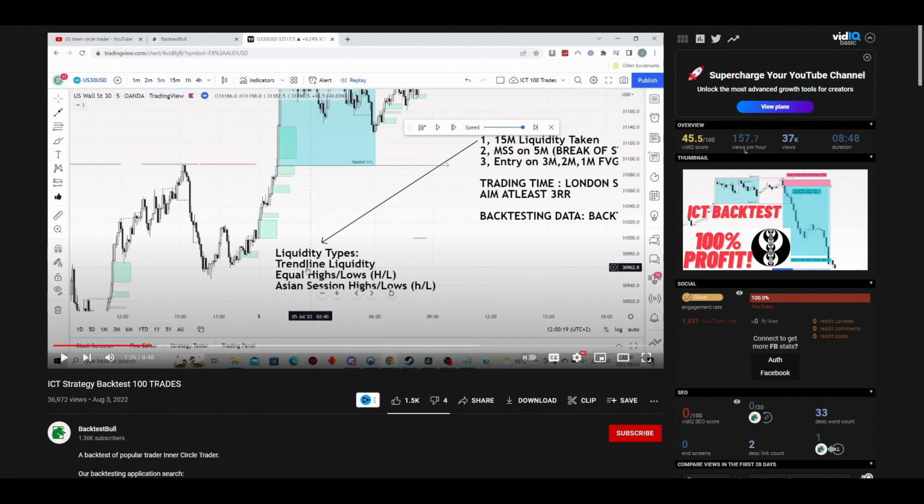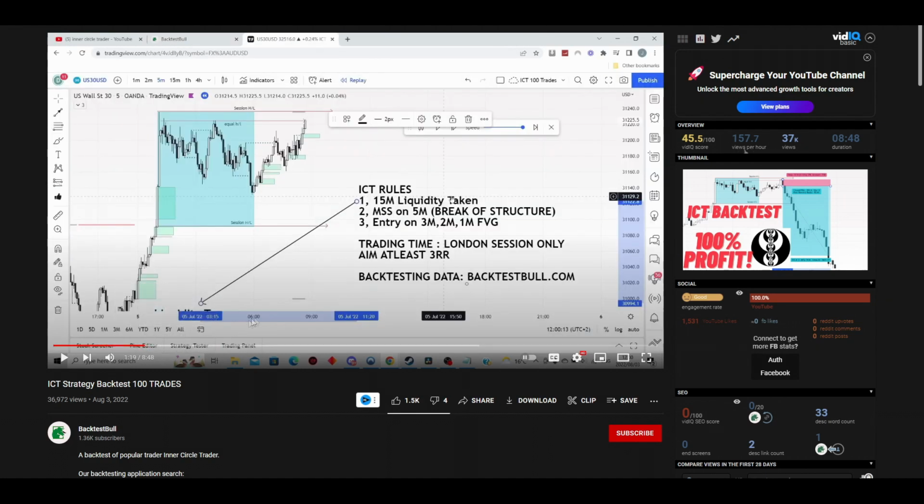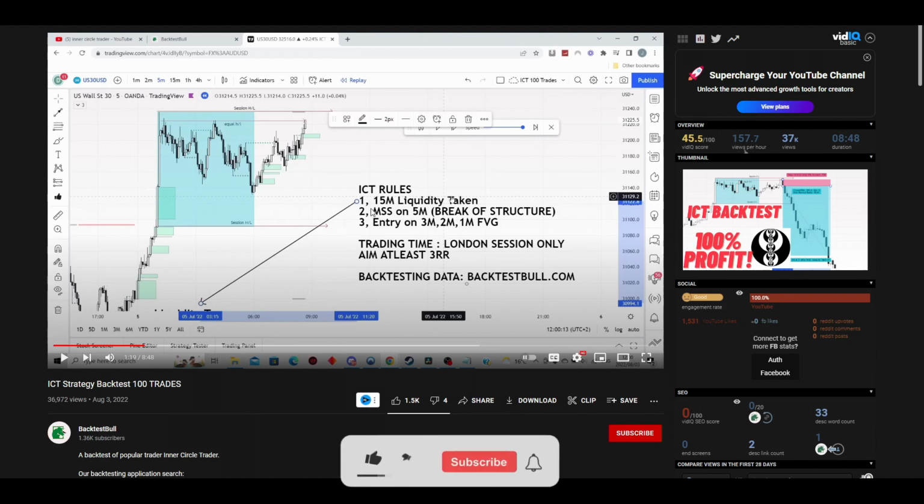Good day, everyone. Today I'll be doing a live ICT strategy backtesting. It is provided from BacktestBull. So he showed us an ICT strategy, and he claims that this strategy has a 50% win rate. And his risk to reward ratio is 1-3. So pretty good. And here are some rules.